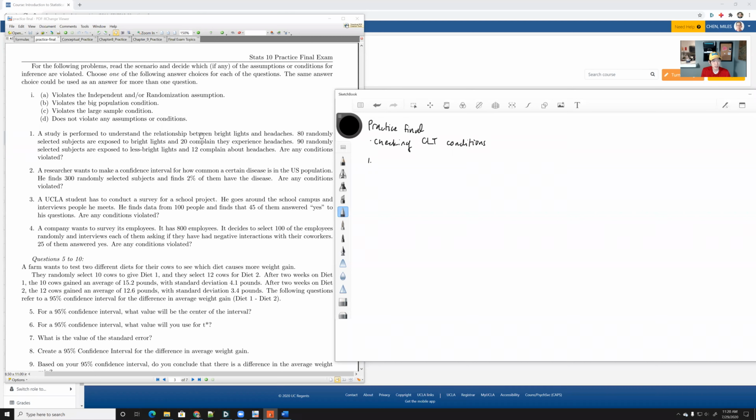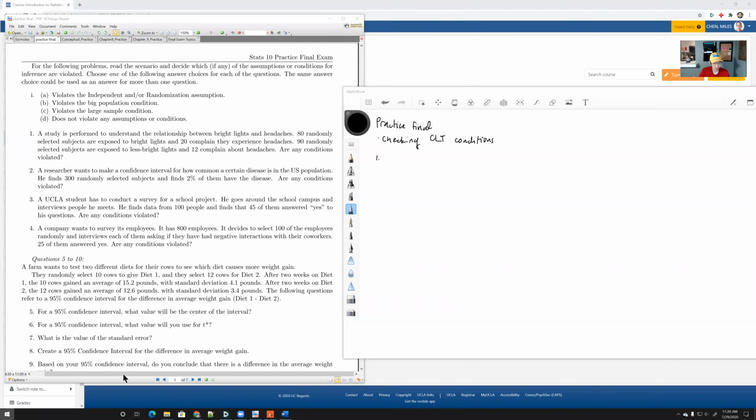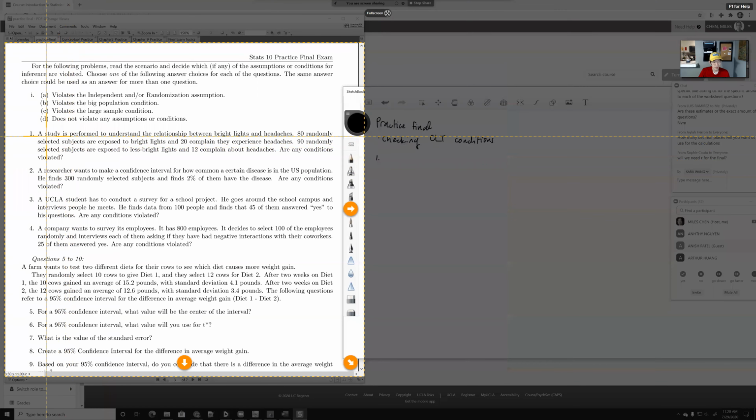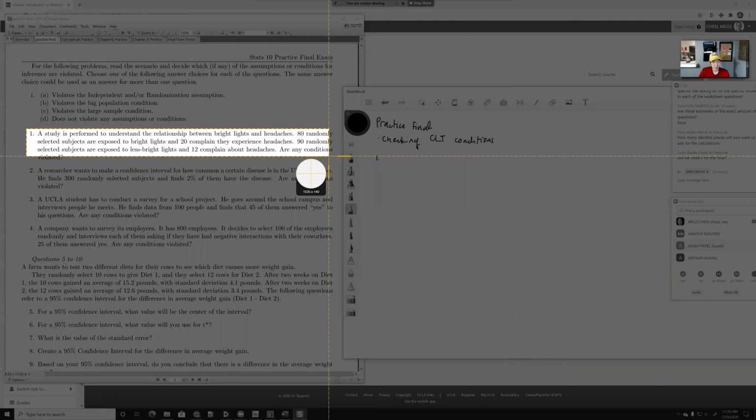It says a study is performed to understand the relationship between bright lights and headaches. 80 randomly selected subjects are exposed to bright lights and 20 complain they experience headaches. 90 randomly selected subjects are exposed to less bright lights and 12 complain about headaches. Are any conditions violated? You know what, let me do this.